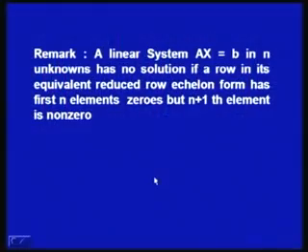Now, a number of remarks here. A linear system A x equal to b in n unknowns has no solution if a row in its equivalent reduced row echelon form has first n elements zeros, but the n plus 1th element is non-zero. So, if this is a situation that all the elements in a particular row are 0 except the last one, then the system will not have any solution.